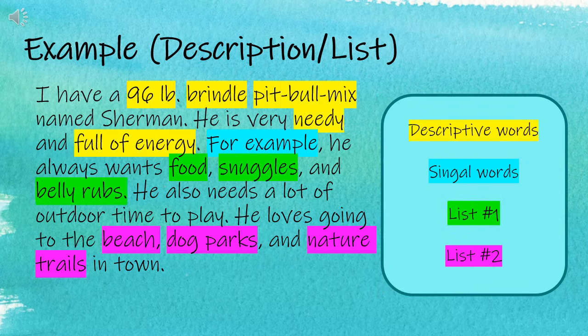This example has many descriptive words that describe Sherman, such as he's 96 pounds, brindle, he's a pit bull mix, he's very needy and full of energy. It also uses the signal word, for example, and includes 2 lists. One of what Sherman wants to do: eat food, snuggle, and get belly rubs, and where he loves to go: the beach, dog parks, and nature trails.